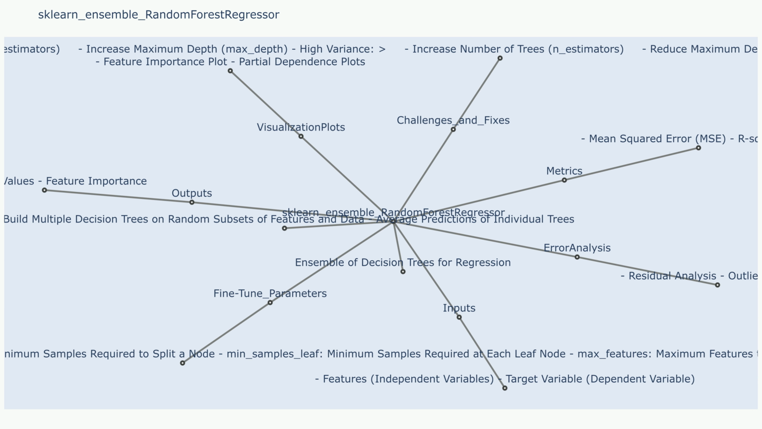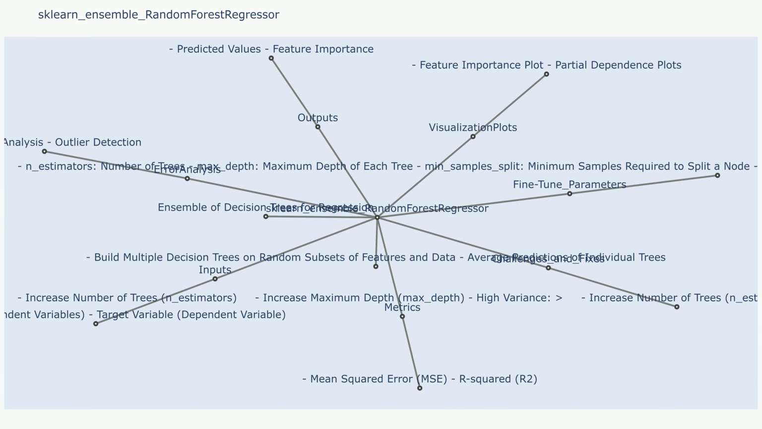Inputs. Input 1: X. This input represents the feature matrix of the dataset. Each row corresponds to a data point, and each column corresponds to a feature. Input 2: Y. This input represents the target variable, containing the values that the model aims to predict.